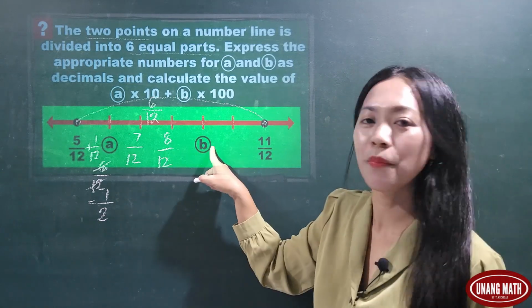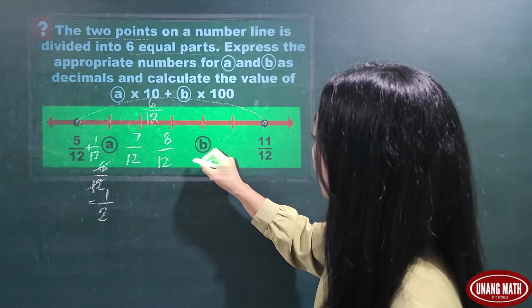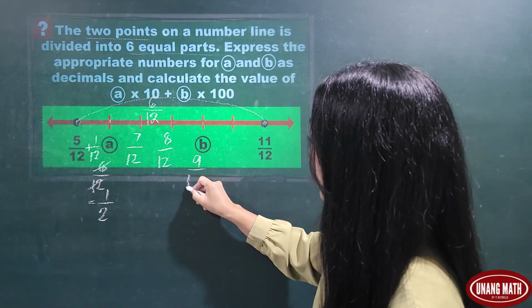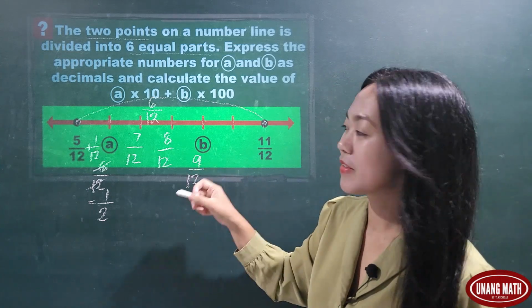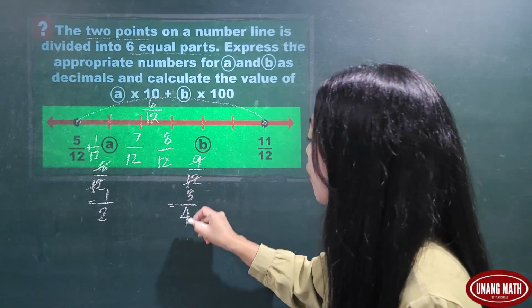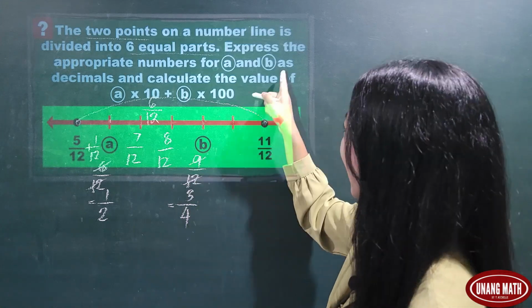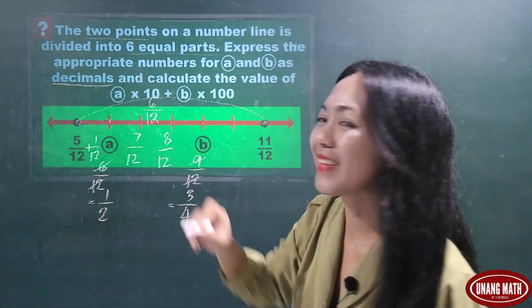Okay, how about ang point na ito or ang point B? So 8 over 12 plus 1 over 12, so it's equal to 9 over 12. At kapag isi-simplify natin ito, it's equal to 3/4. Okay, ang value ng A at B kailangan natin is express as decimals.